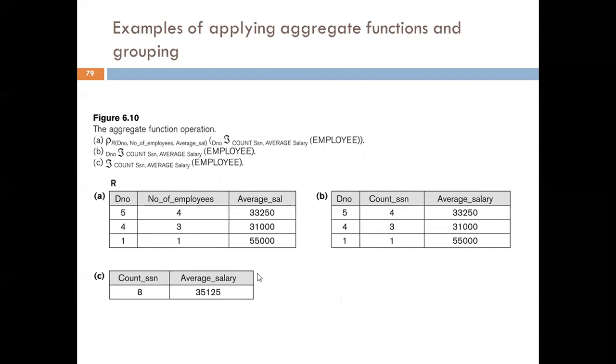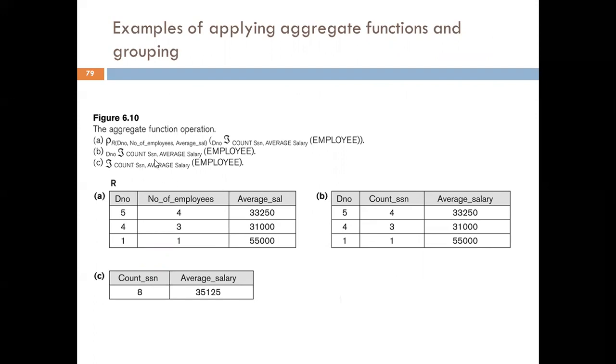So this is an example result. Aggregate functions can be written like this. The first one, we are obtaining the count and average salary based on grouping D number. So D number, count SSN, average salary. This is undergoing a renaming operation. Renaming is done with rho of R, so the relation name we are renaming to R, with the attributes department number, number of employees, average salary.